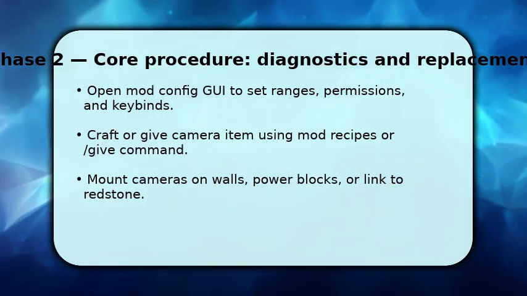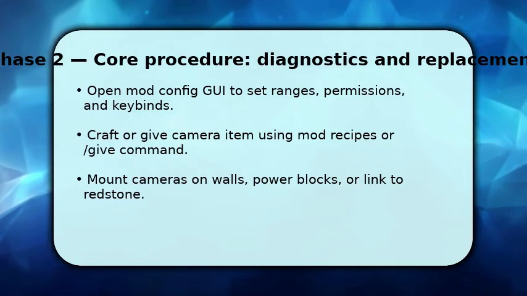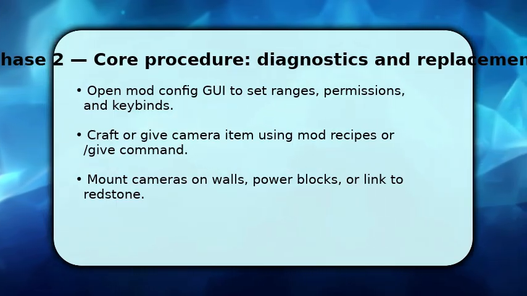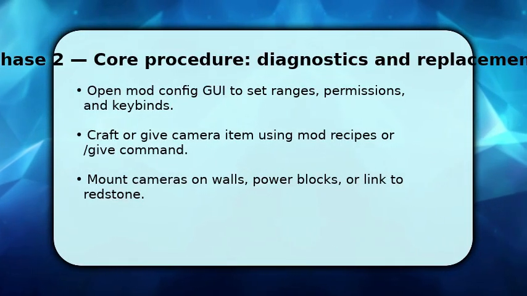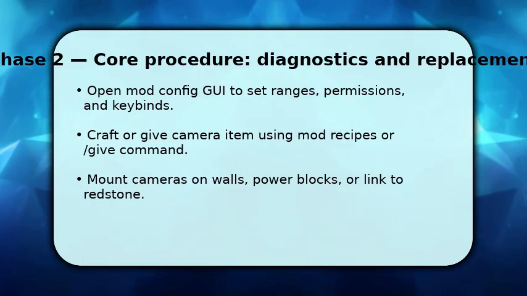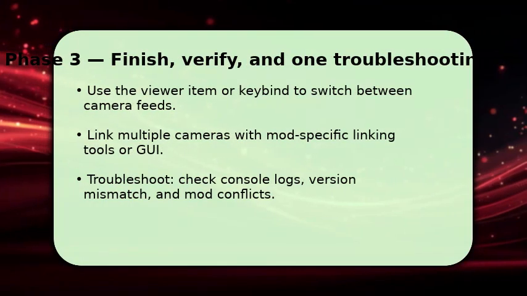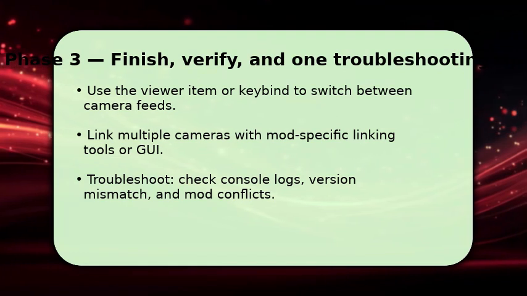Place the camera on a wall or tripod and connect it to power or a linked block if the mod requires energy. Make sure to bind a hotkey for viewing, and test a short range first so you can adjust sensitivity. Finally, access camera feeds with the viewer item or your chosen hotkey.